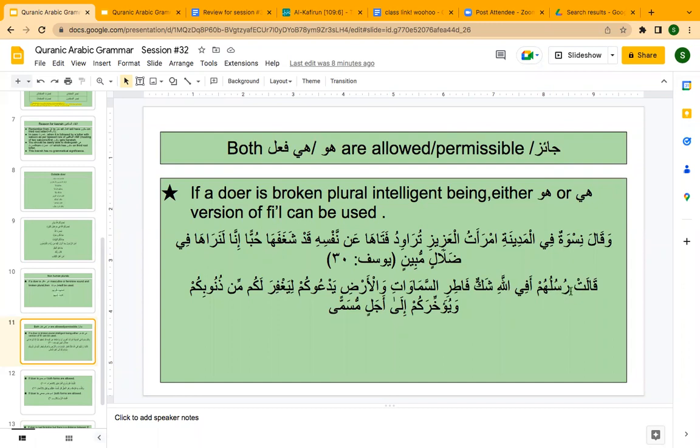Then again, you see, qalat rusuluhum. How will you translate this? Qalat rusuluhum. Qala means to say. So now I will tell you why it is. Maybe a little later, I think it will take a lot of time, but inshallah, at some point we will learn why we change something, okay?